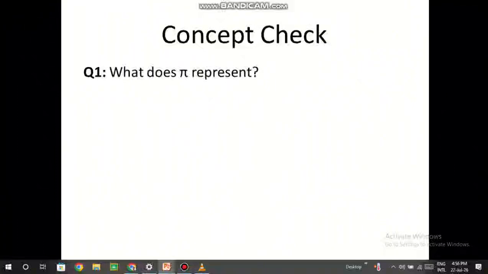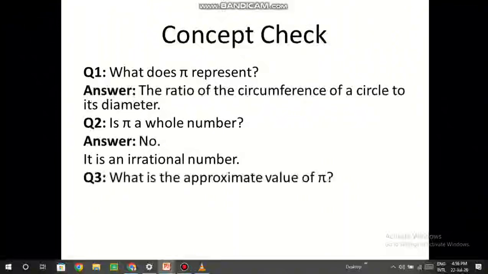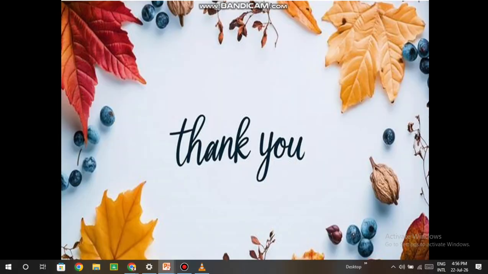What does pi represent? The ratio of the circumference of a circle to its diameter. Is pi a whole number? No, it's not a whole number. It's an irrational number because it will never end and it will never repeat. What is the approximate value of pi? It's 3.14 or 22 by 7.